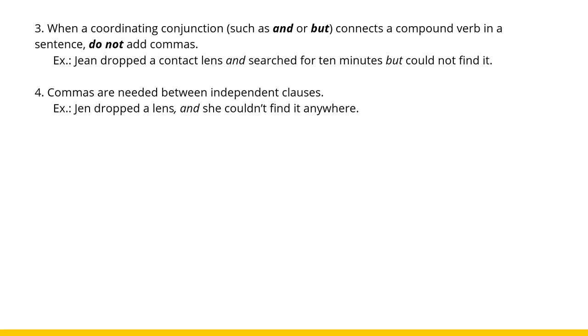And the last way of using commas is when we have 2 independent clauses, or in other words 2 simple sentences. So for example, Jen dropped the lens, comma, and she couldn't find it anywhere. In that case, do you see how we have two complete sentences? Jen dropped a lens. The sentence is okay by itself, that's why we call it an independent clause. And the following one, she couldn't find it anywhere, is a complete idea too, so it's an independent clause as well.